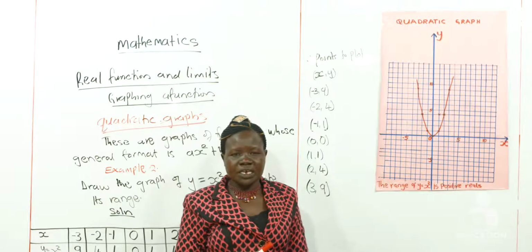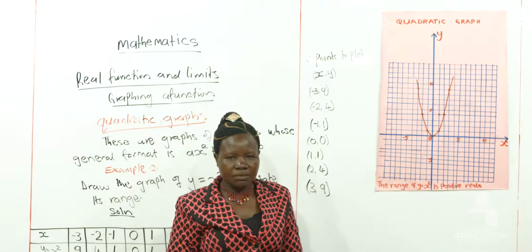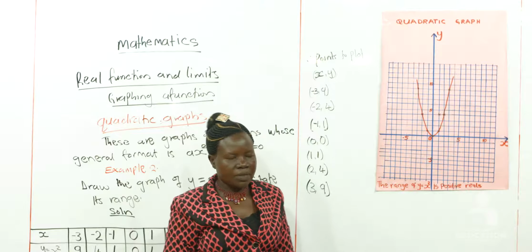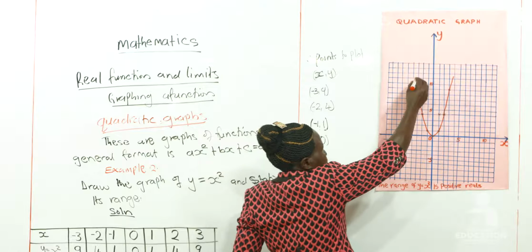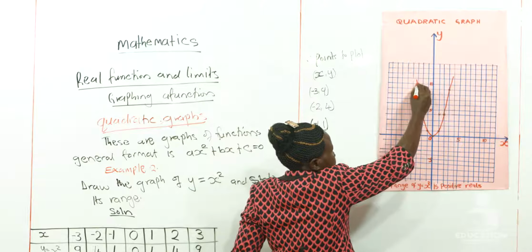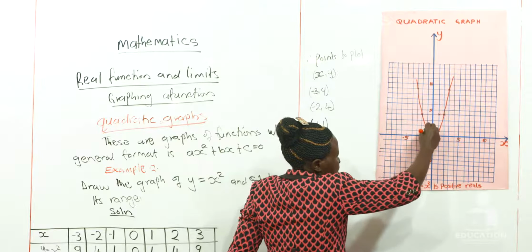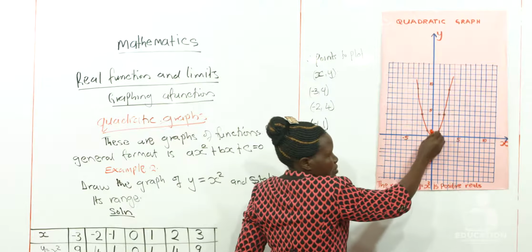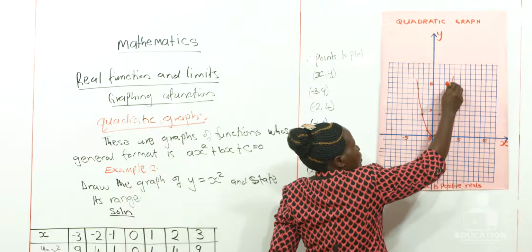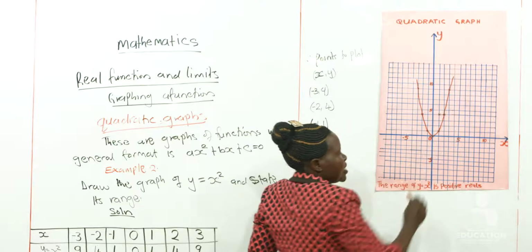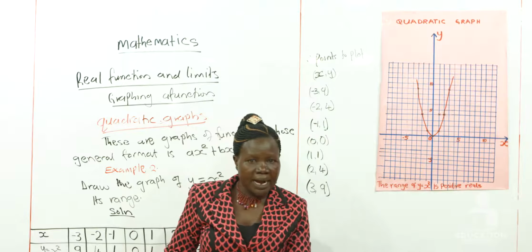When you are joining the points on the graph, join using your free hand. Don't use a ruler. So we are going to join this. You will begin from here, join to these points, come to this one, and then you come to the center here, and then you join, you move.